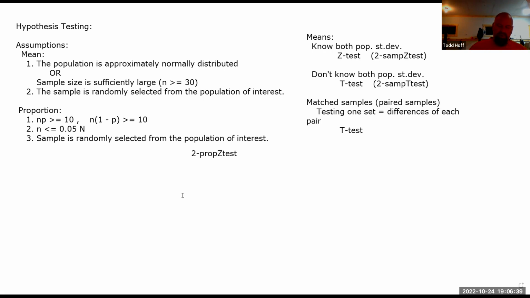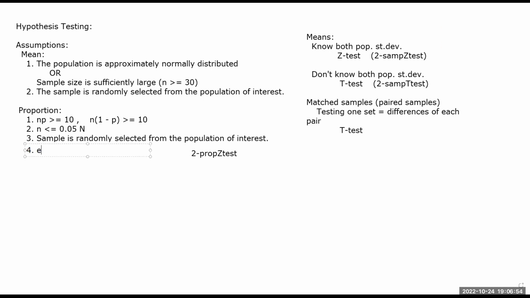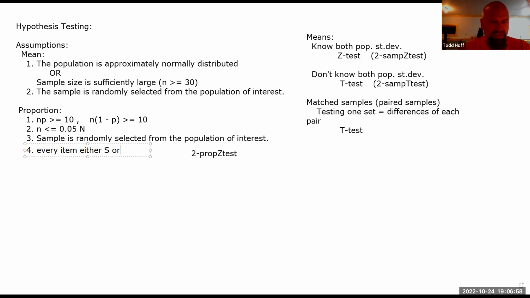That one, most textbooks don't specifically state, simply because that's the definition of proportion. You either meet the condition or you don't. So you're divided into two groups. So every item is either a success or a failure. There's only two possible classifications for every item in the population.